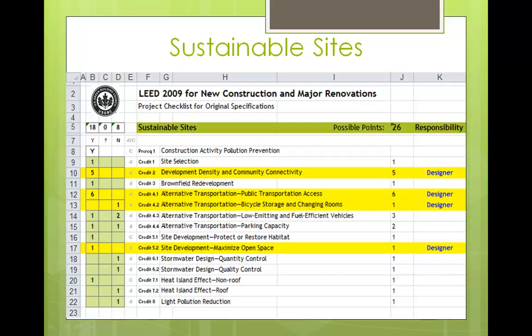Alternative Transportation, Bicycle Storage and Changing Rooms, credit 4.2. The project does not meet this credit in the original design because a covered, secured bicycle storage facility was not added in the original design. For Site Development, Maximize Open Space, credit 5.2, the site meets this credit from the original design by following case 2, sites with no local zoning requirements.